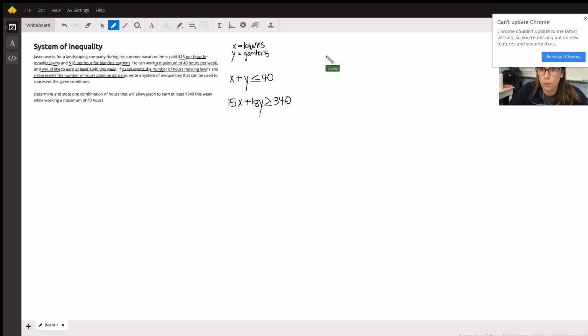Okay, so like I said, one possible solution that fell in that overlapping region was -10, 30. Okay, now if we plug this into this equation, 15 times -10 plus 18 times 30, that should be greater than or equal to 340. Also, if we plug in -10 plus 30, that should be less than or equal to 40. Okay, I hope this helps.